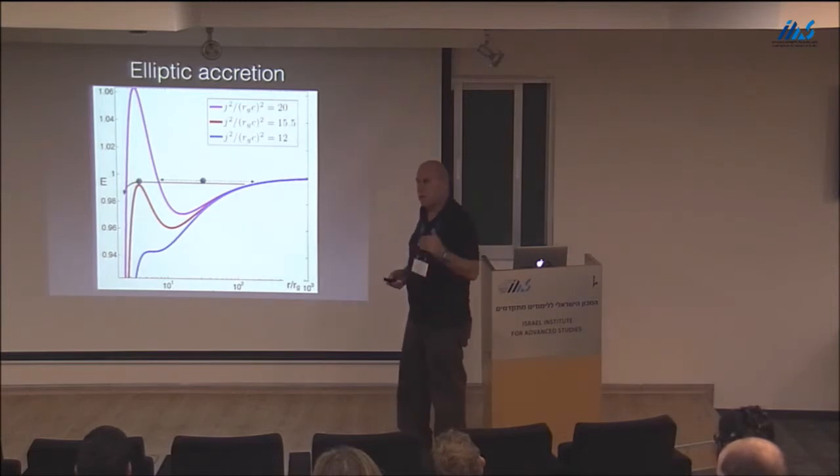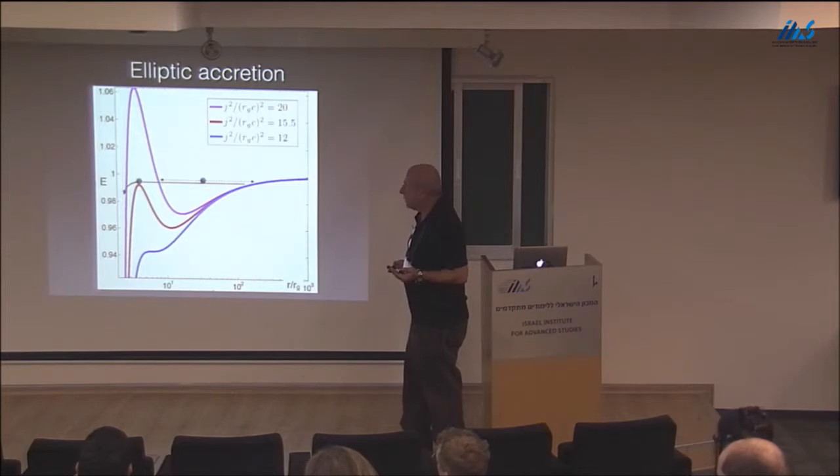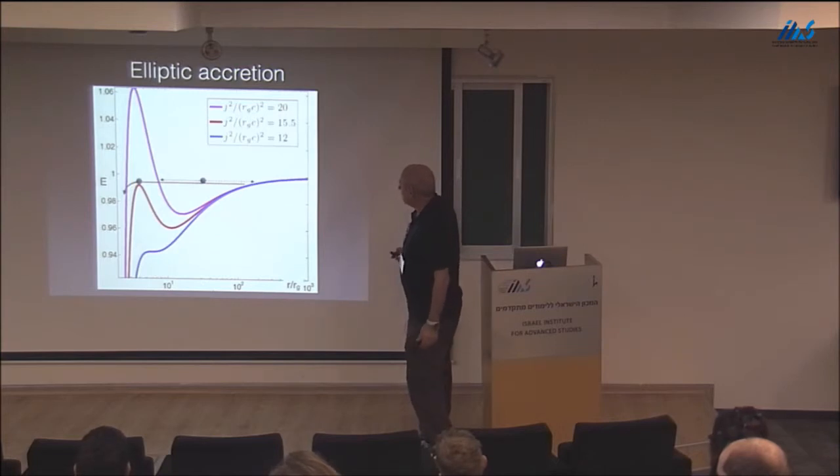Suppose that you have a system which has a lot of energy compared to the angular momentum. So you have a lot of energy but a little amount of angular momentum. So you will move on an elliptical orbit. So this is an elliptical orbit.